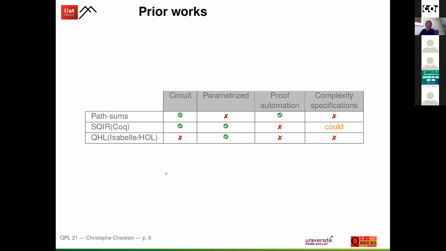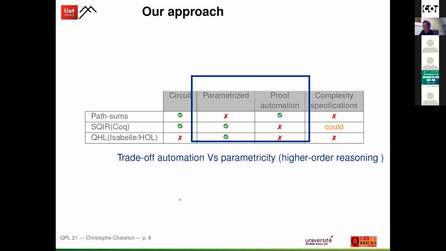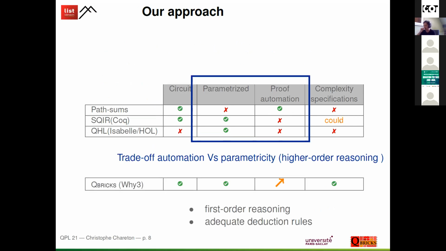Just a brief look at the state of the art in this domain. And I just want to highlight something, that there seems to be a trade-off to make in the existing propositions between the handling of parametrized circuits and the proof automation. So the main challenge in our development of a tool which is called Qbricks is to propose a unique environment that handles both the parametrization and some proof automation. And we do that by developing some first-order reasoning techniques about quantum programs and an adequate set of deduction rules.